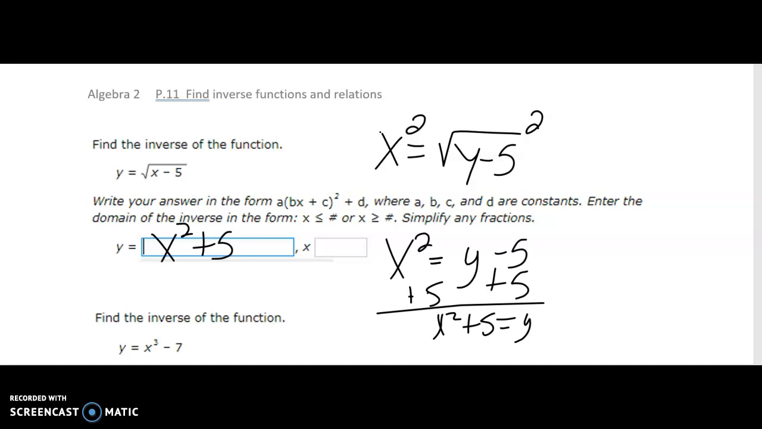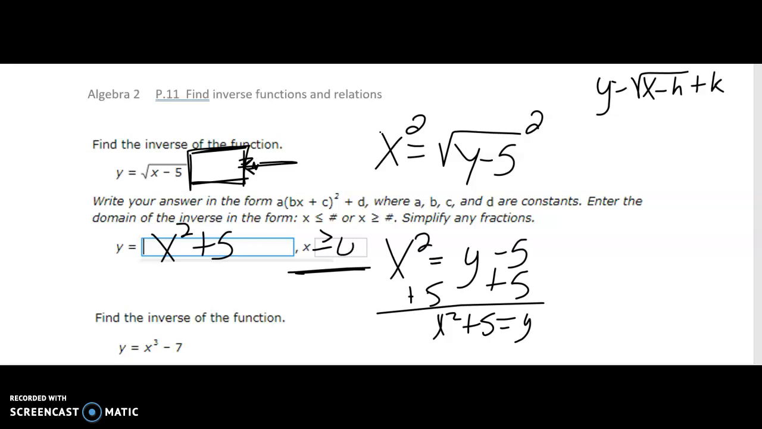Now, on the domain of the inverse, basically we're looking for the range of the original function. And the range, whenever we're talking about square roots, always comes from this number out here. It would be y equals the square root of x minus h plus k. K is always the range of your original, so k is the domain of your inverse. So greater than or equal to 0 because there's not a number out there.